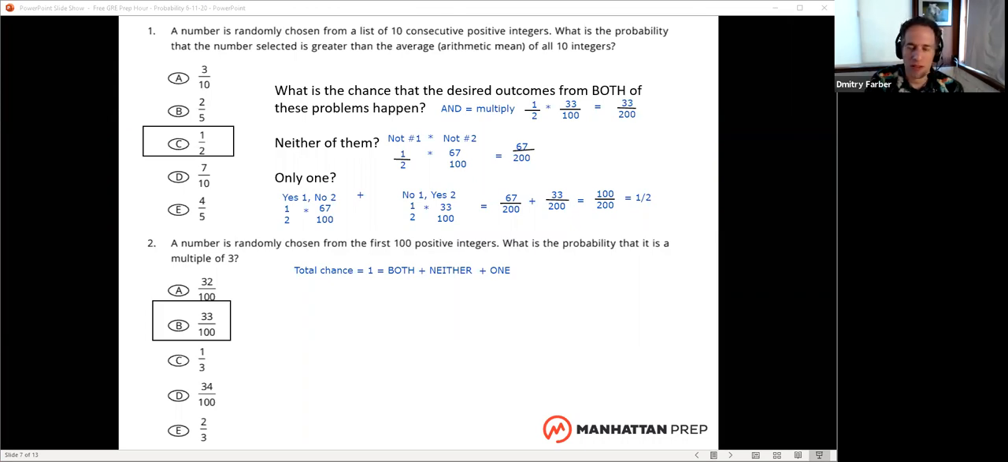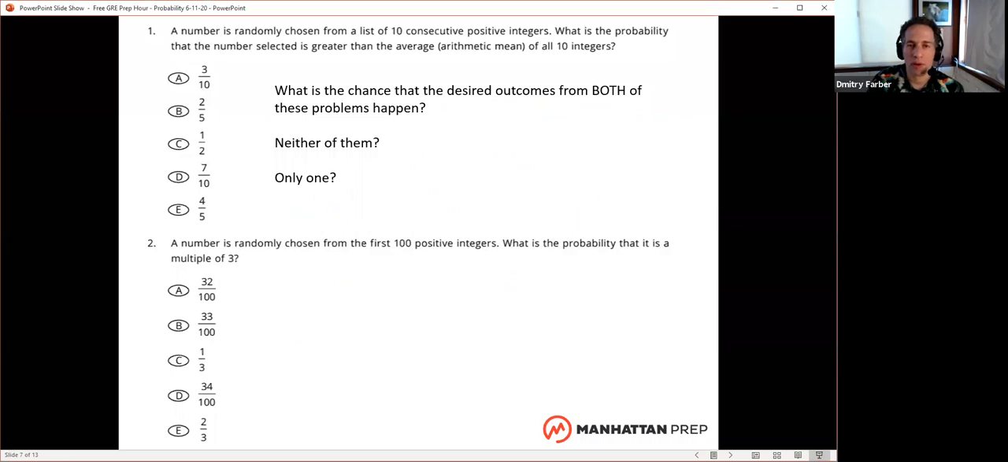Someone's asking about the page number of the 5-pound book. I don't have the page numbers handy, but these were actually number 1 and 2. So when I'm using 5-pound book problems, I'll put their numbers. These are number 1 and 2 in the chapter on probability and combinatorics.